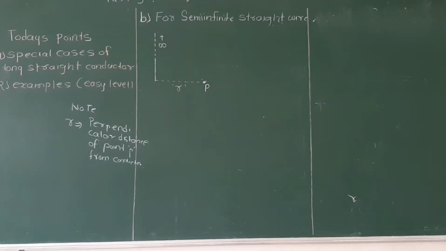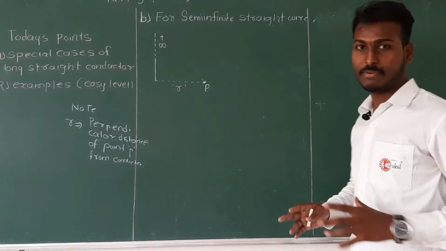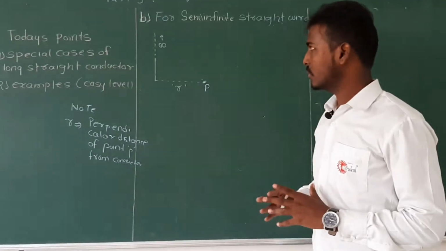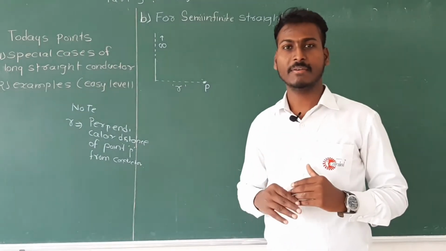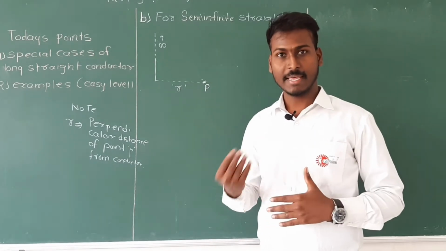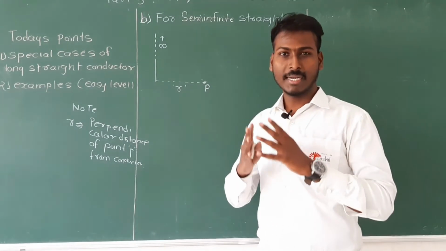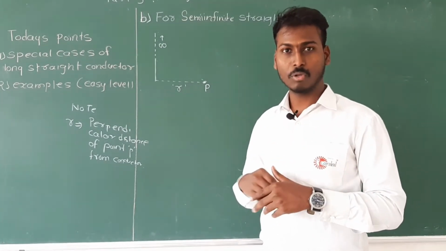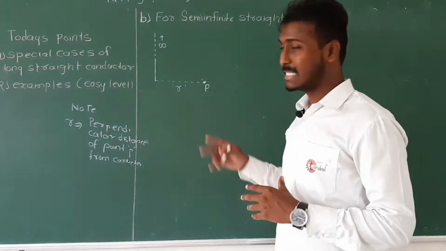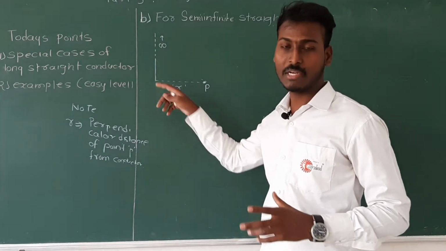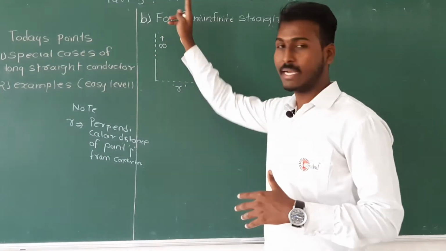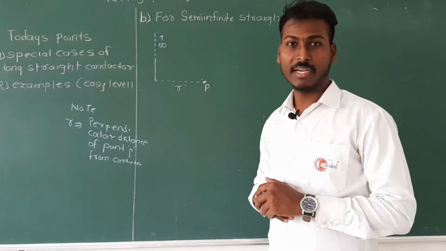Now we will see the second special case, that is for semi-infinite straight wire. In the first case we have learned how to find out the magnetic field, its magnitude as well as direction, when the conductor is going to the infinity from both the sides. But here we have a semi-infinite wire. That means one end is finite, you know where it is started from, and the other end is infinite, that you don't know where it is going.